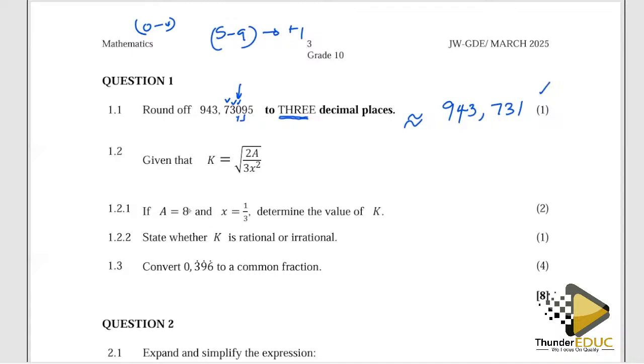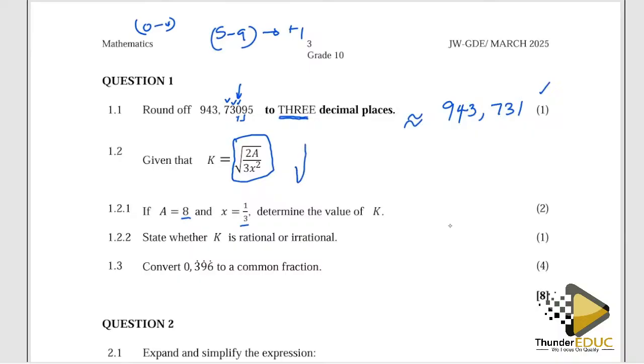Okay, then 1.2, telling us if we're given that K is equivalent to the square root of 2A over 3x squared. And then they're telling us that if A is 8 and X is a third, can we determine the value of K? Remember, K is being represented by this entire thing on the right-hand side of the equal sign. So what we need to do is just substitute A with 8, and X with 1 over 3.